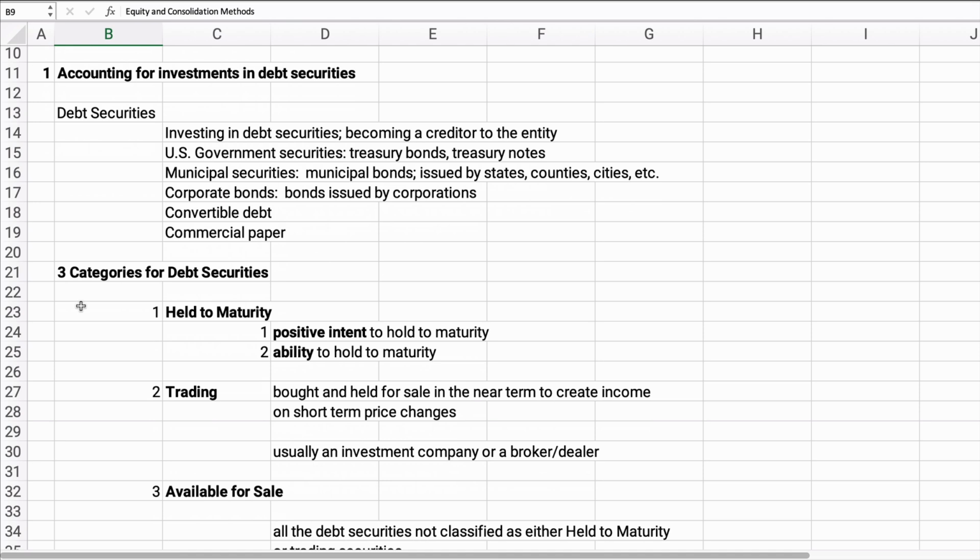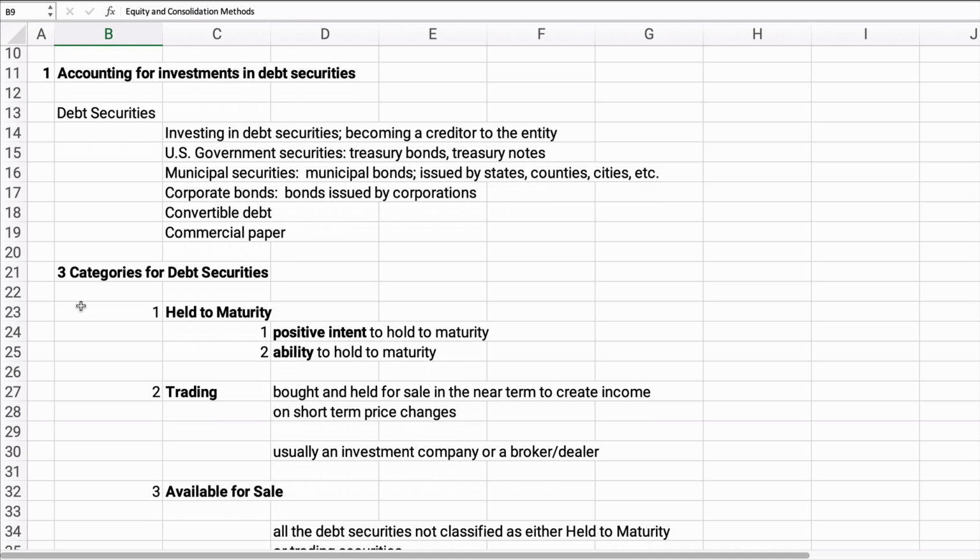Well, what's a debt security? It's like a bond. We're on the other side of the bond transaction now. We're the investor in the bond. We're investing money and we're lending it to a company, and that company becomes our creditor. We're the creditor and they're the borrower.